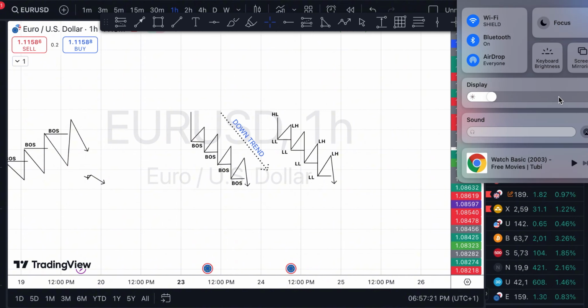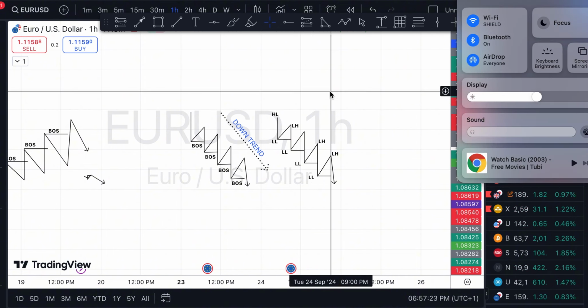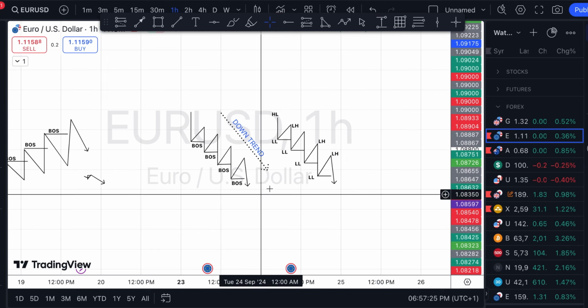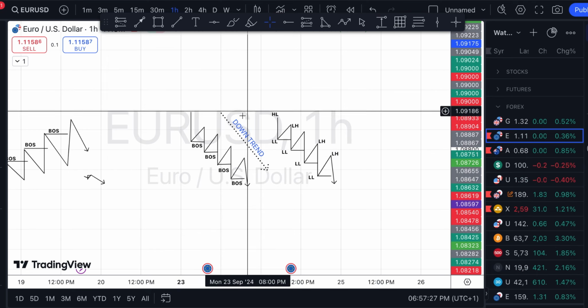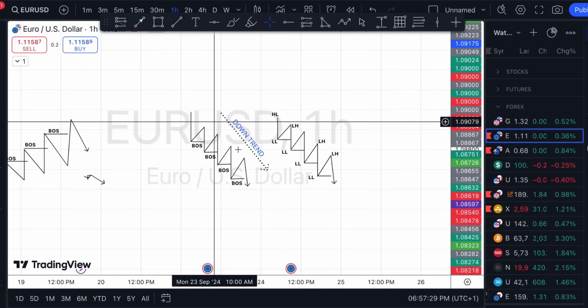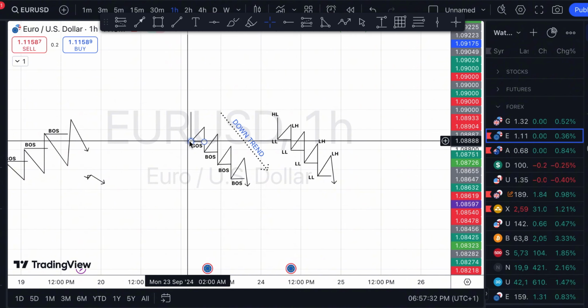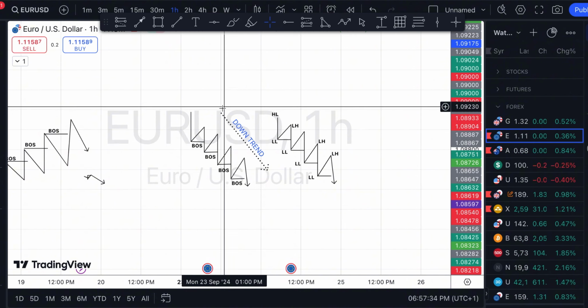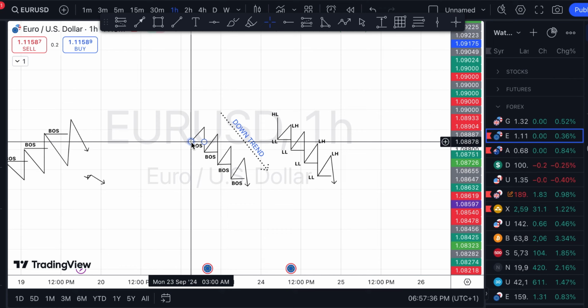So what did I say? I said whenever we are in a downtrend, you always look for opportunities to sell. So this is a downtrend. Price was trending down. You can see this was the previous low. Price went up, it came and it broke this previous low.